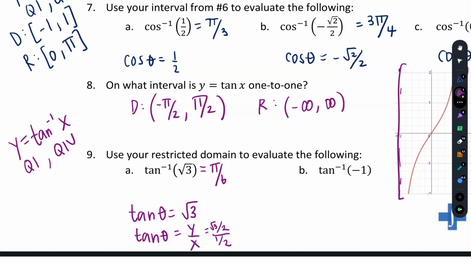What's the y value of pi over 3? Square root of 3 over 2, yeah? And so remember, it's flip-flop. We're not looking at x. It's not the ratio of x over y, right? It's the ratio of y over x. Okay, all right, so inverse tangent of -1 is going to be negative pi over 4.